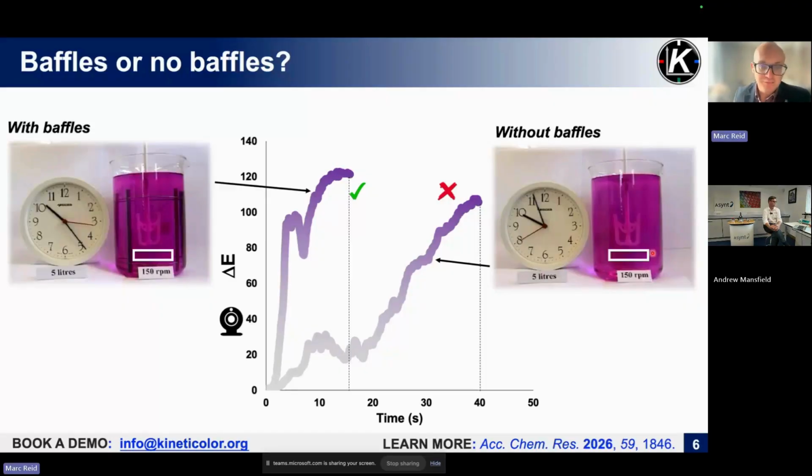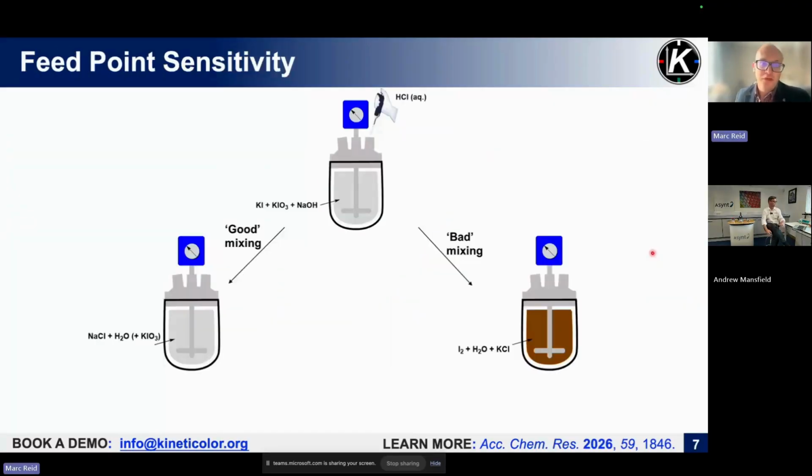To give you a slightly more complex example, we've used and published on the Villermaux-Dushman class of reactions, which set up a pair of competing reactions which are triggered by the addition of hydrochloric acid into an aqueous solution of potassium iodide, potassium iodate, and sodium hydroxide.